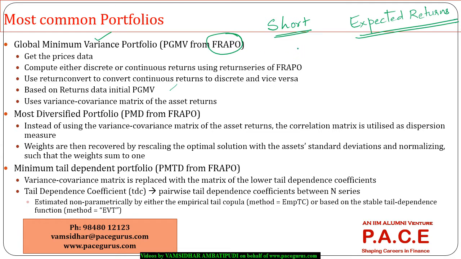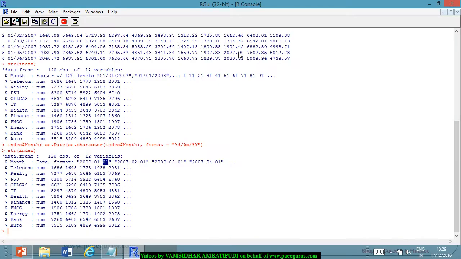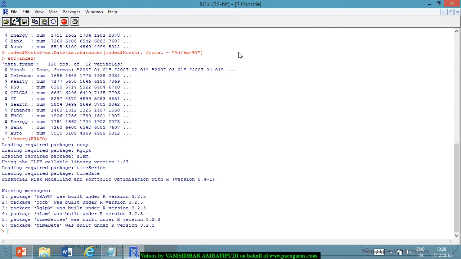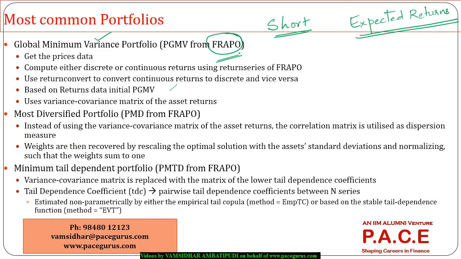To a large extent in this session, we are using this Frapo package itself. So let me load the package. I want to use that package, so I'm loading it. If you have not installed it, better install it, and after that, load that package.